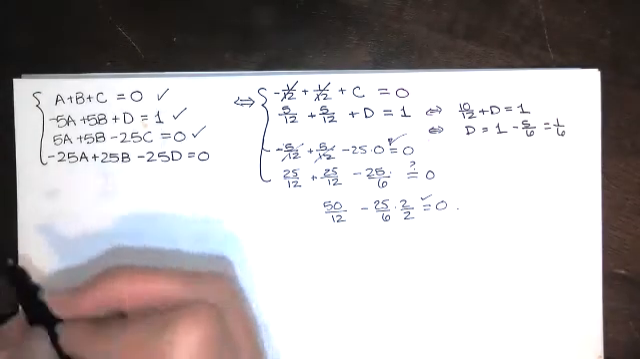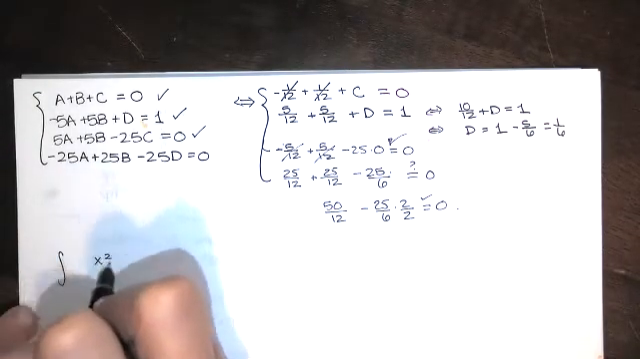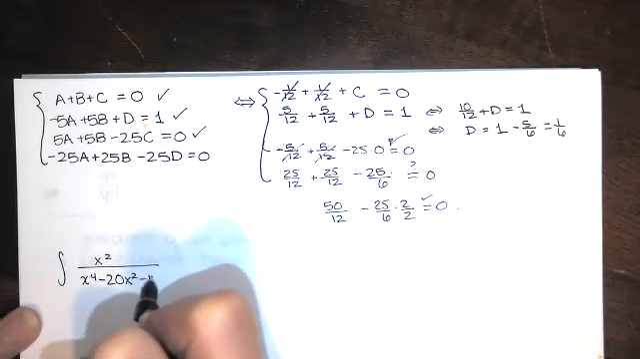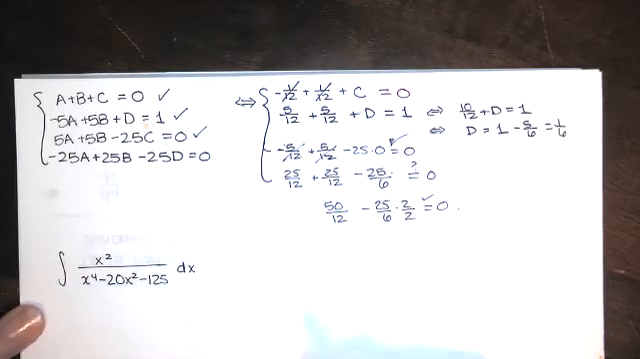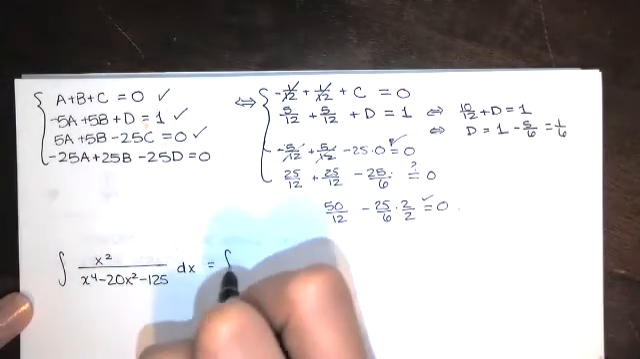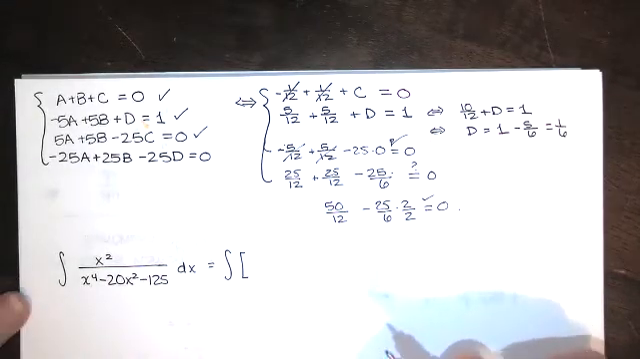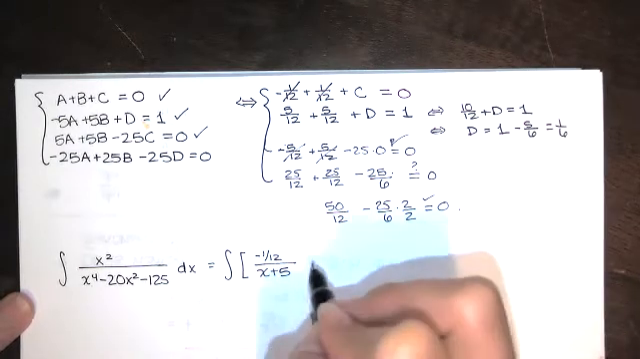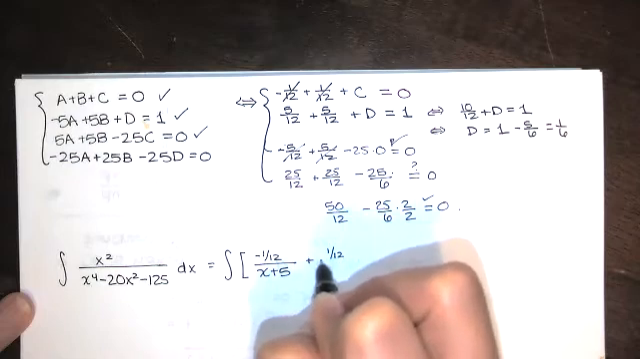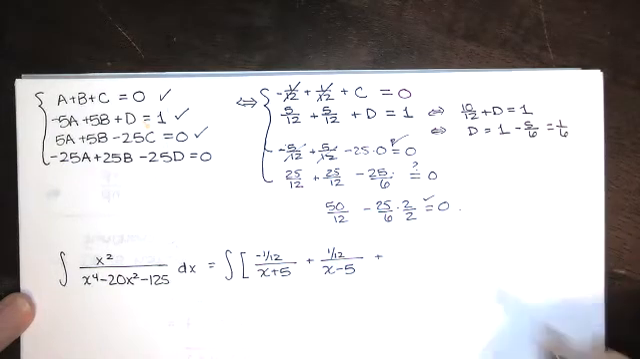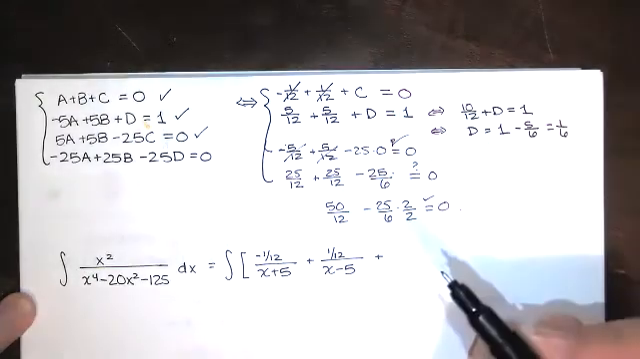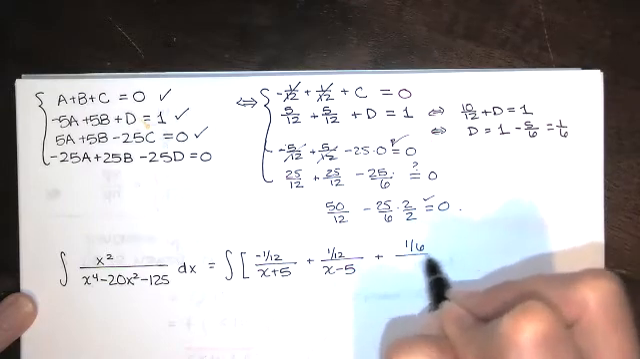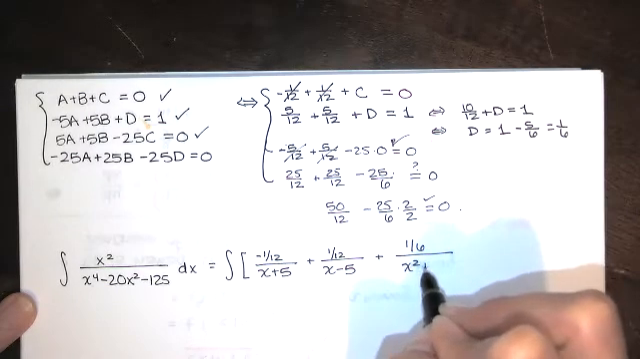All right, so we've got this. The integral of x squared over x to the 4th minus 20x squared minus 125, all times dx. That's equal to this. It's a over x plus 5, and a is -1/12. Plus b over x minus 5. b is +1/12. Plus cx plus d. Well, c was 0. So we have 0 times x plus d, where d is +1/6, over x squared plus 25.